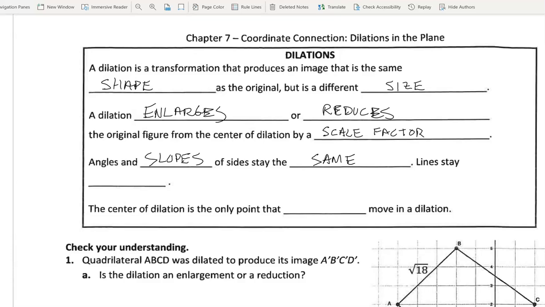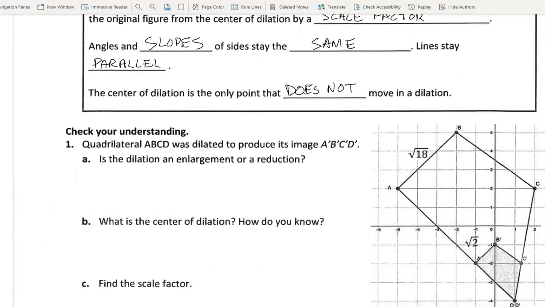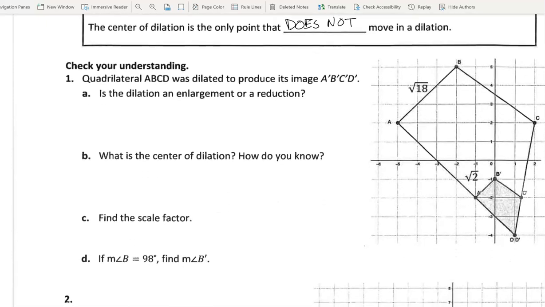We'll take a look at this in an example. Lines stay parallel. Well, I'll mention this when we look at an example. The center of dilation is the only point that does not move in a dilation. So let's take a look at this first example.